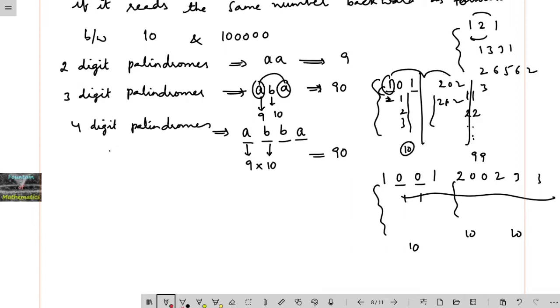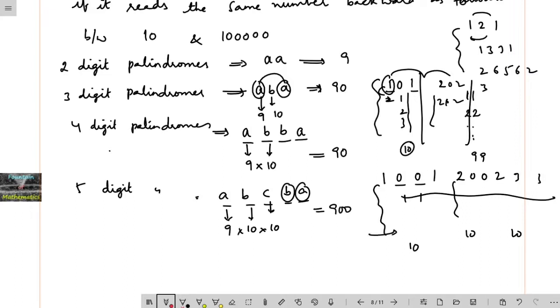And for 5-digit numbers, let me write here. For 5-digit palindromes, let me write the blocks here: positions 1, 2, 3, 4, 5. Here A, here also A, here B, here also B, and here is a C. So again applying the same multiplication principle, the possibilities here are 9, since 0 is not accepted, and here the possibilities are 10, and here and here are completed, and here the possibilities are 10. So 9 into 10 into 10, 900 ways. The same way we can work it out here also.